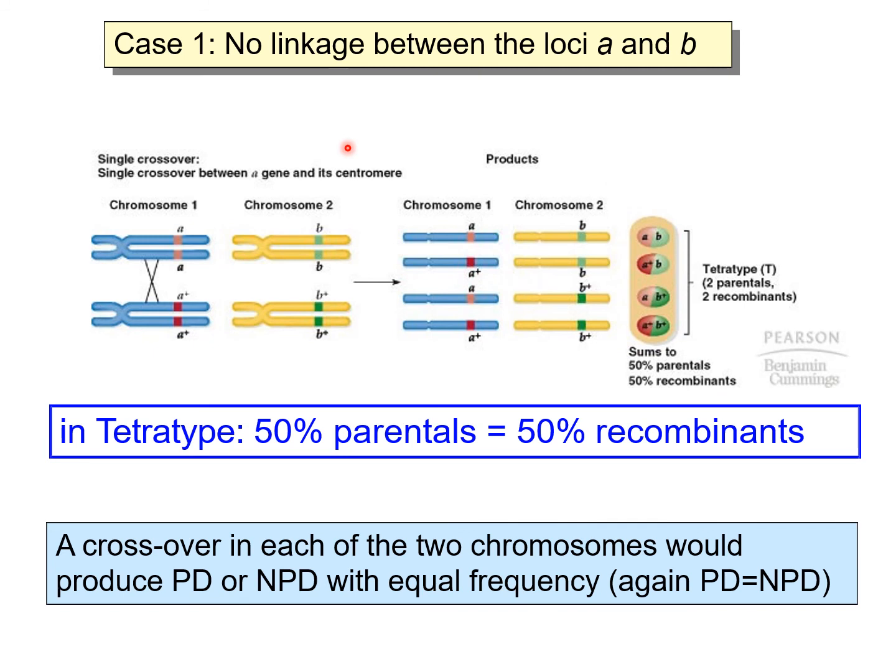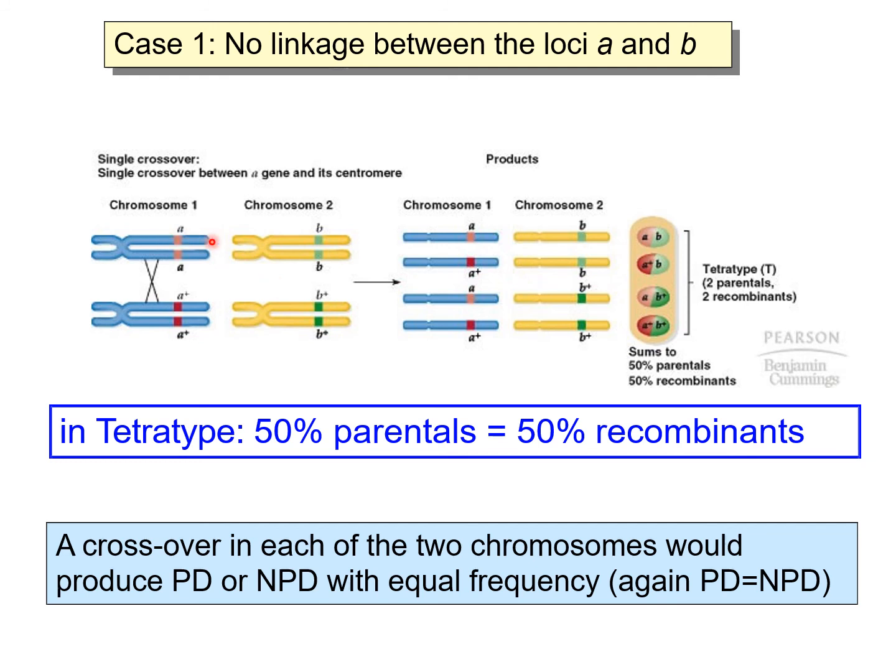Now, if there is a linkage, here again we are going to consider no linkage between loci A and B, but here we are going to consider the crossover. If the crossover takes place between the homologous chromosomes, then what will happen? Say this is chromosome 1 and chromosome 2, and the crossover has taken place in chromosome 1. Then again it will result in the formation of recombinants.